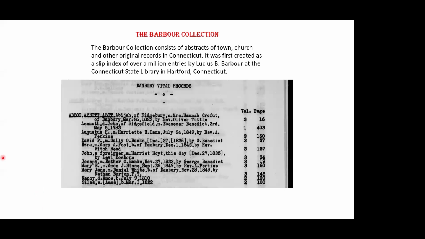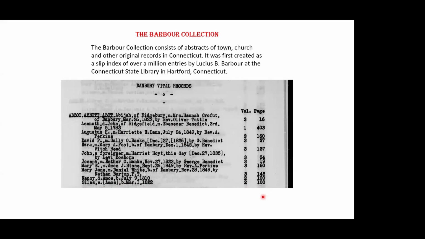And this copy that I put up here, or this photo that I put up here, the first few are marriages, okay? It says married, John of Ridgeford married Ebenezer, and I'm not going to try to pronounce her name, as in Ebenezer Benedict. The last couple are births. Nancy, rather, daughter of Amos, born July 9th, 1810. Silas, son of Amos, born March 1st of 1822. Birth volume 2, page 100. So it gives you where to look for those records.